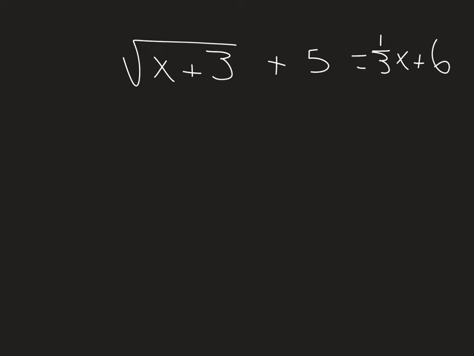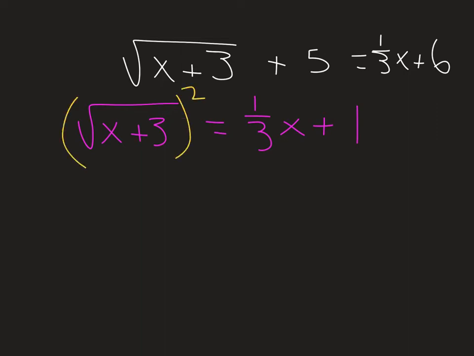Now this one has a little bit more spiciness going on. But our first goal is still the same. Let's go ahead and get the square root by itself. So we have the square root of x plus 3, so we're going to subtract 5 from both sides. So that's going to be 1/3 x plus 1. Now our next goal is to square. On the right side, that square root just goes away, so we wind up with x plus 3.